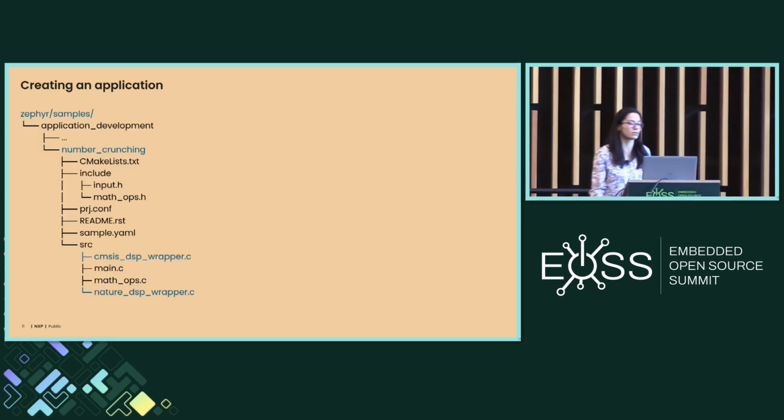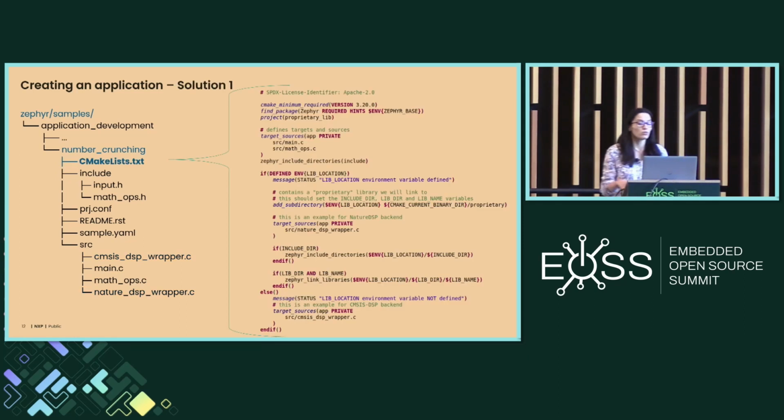Okay, this is the structure of my application. Important files are in the SRC folder. So the main, we do the operations. In MathOps, I've created a common API for the two, for CMSIS DSP and Nature DSP. And the specific API is called in their specific wrapper.